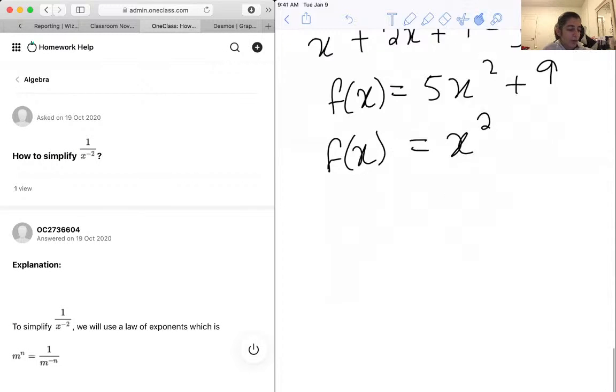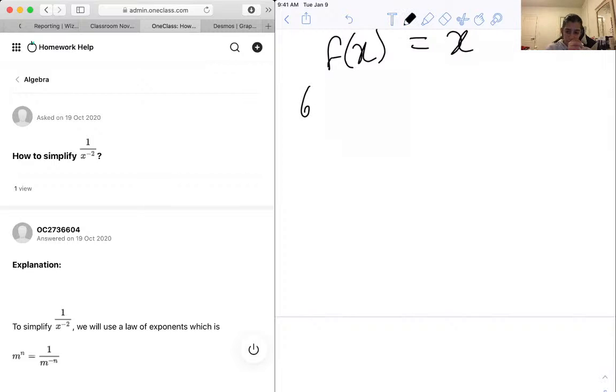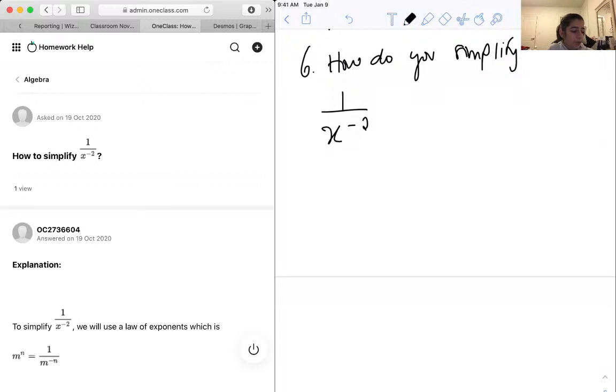The next question is, how do you simplify 1 over x to the negative 2? Something that we need to know when solving this question is that m to the negative n is equal to 1 over m to the n. Okay, so that's the law of exponents.